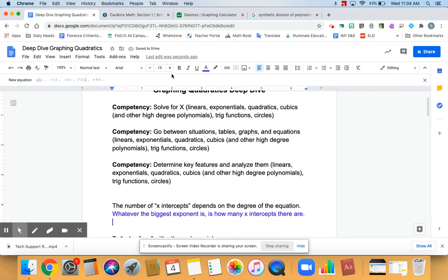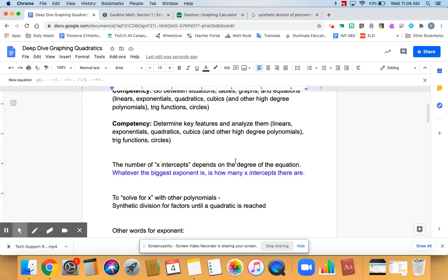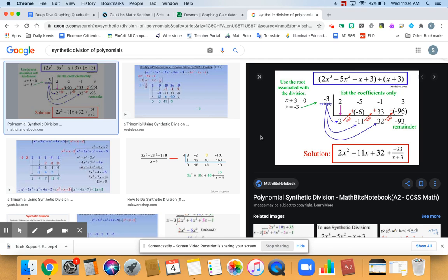Up here, we talked about how we need to solve for x with quadratics. Cubic just means the exponents of 3. So that's why it says and other high degree polynomials, because cubic means that the biggest degree is a 3, but it could be 4, 5, or 6. And to solve for x with those, you do this process called synthetic division, and you'll learn that in year 3. It looks like this.